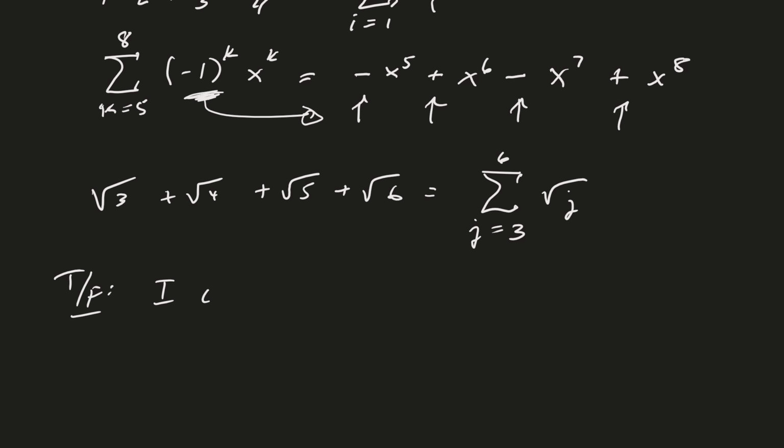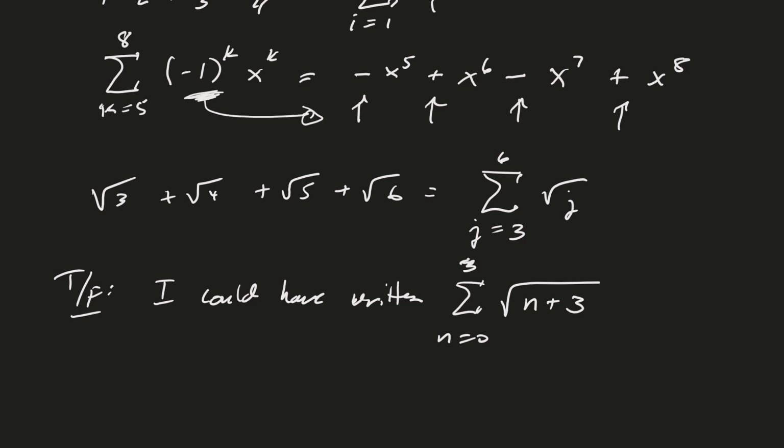True or false? I could have written the sum as the sum, let's say, n equals 0 to 3 of the square root of n plus 3. Would I get the same thing? I think I would, right?